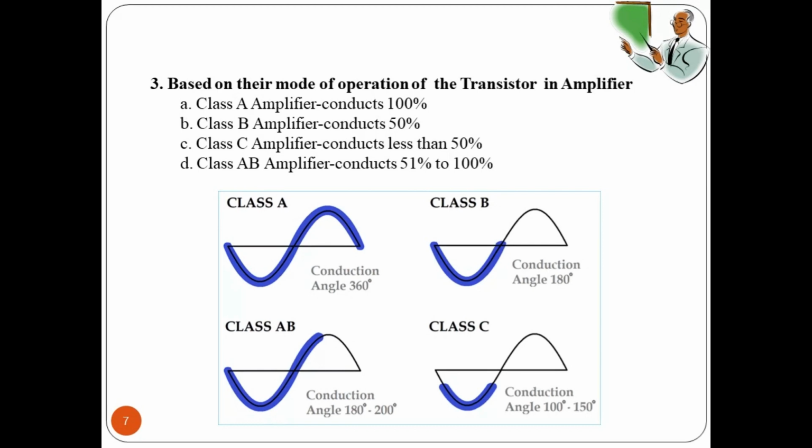The Class AB power amplifier is one which is created by combining both Class A and Class B in order to have all the advantages of both the classes and to minimize the problems they have. The amplifier device remains active between 180° and 200°.